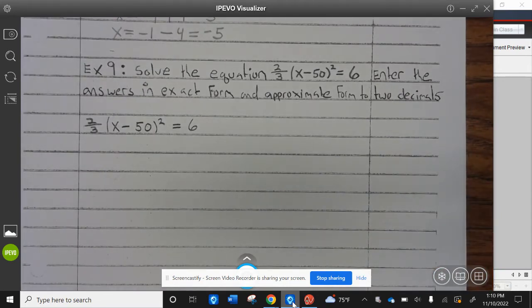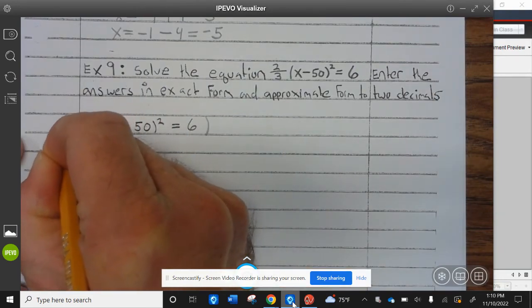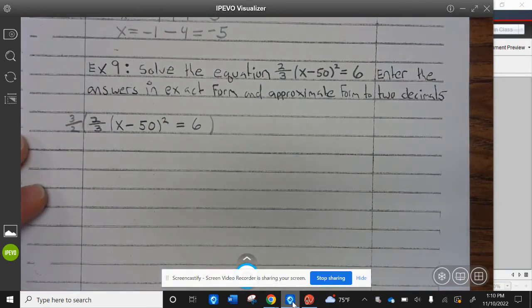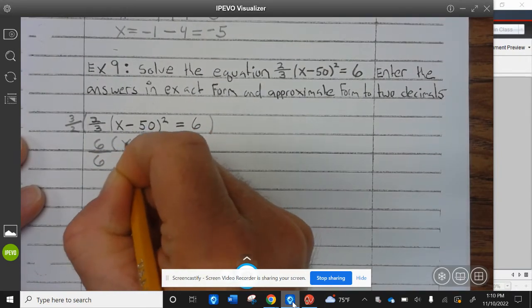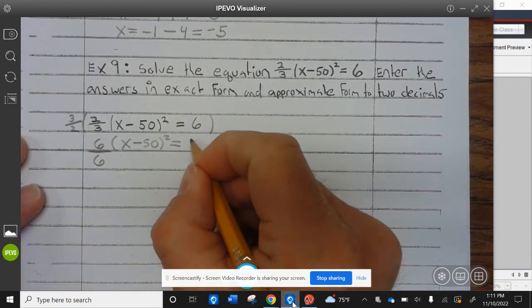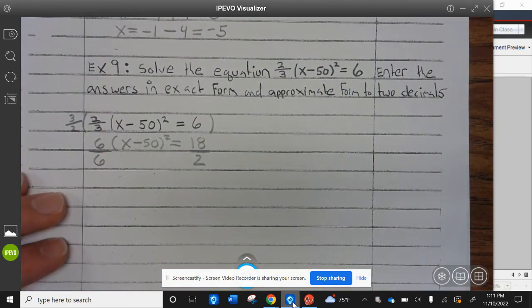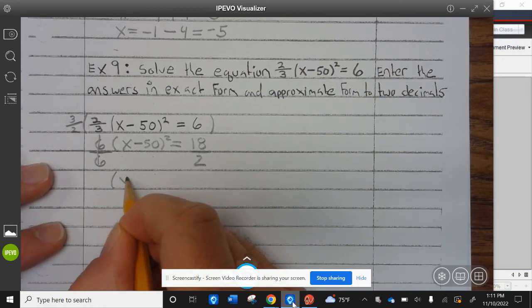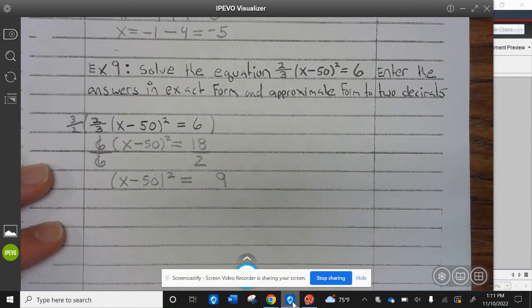Solve the equation 2/3 times x minus 50 squared equals 6. Enter the answer in exact form and approximate form to 2 decimal places. So the first thing we can do is multiply both sides by 3 divided by 2. Well, 3 times 2 is 6, 2 times 3 is 6 times x minus 50 squared equals 3 times 6 is 18 divided by 2. Now, 6 divided by 6 is 1, so you're left with x minus 50 squared equals 9.